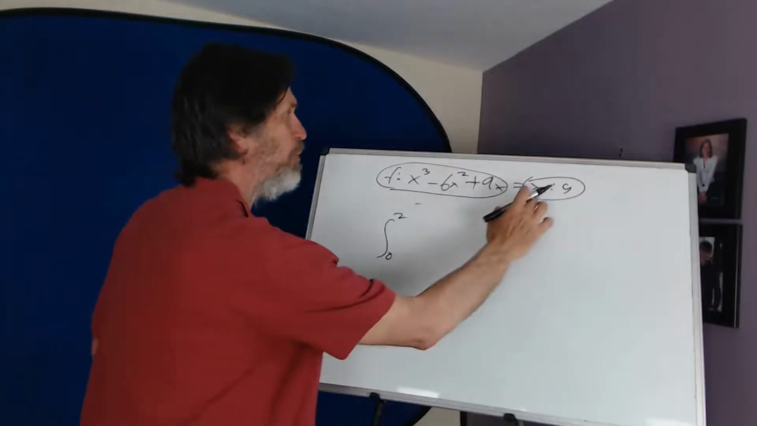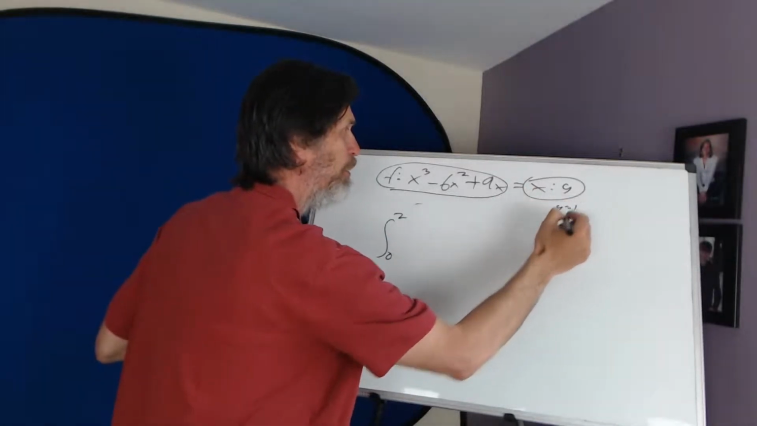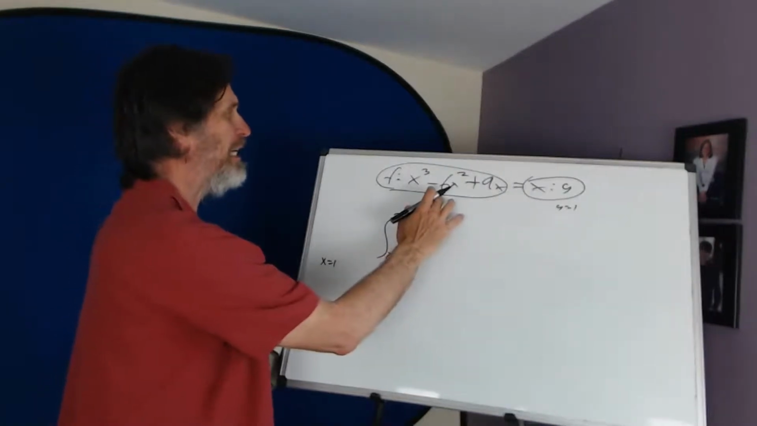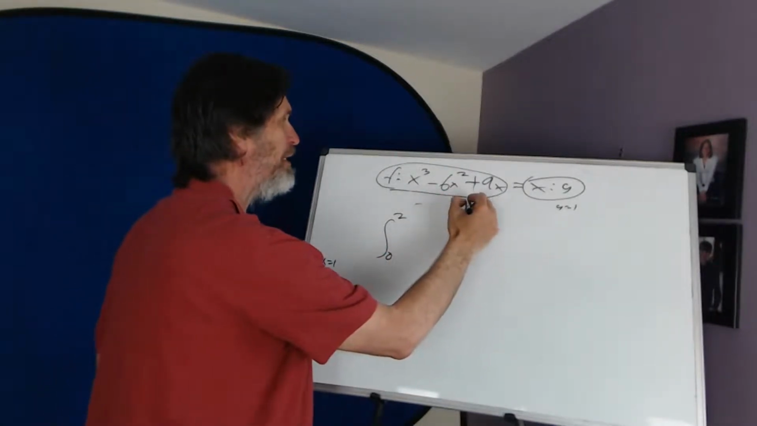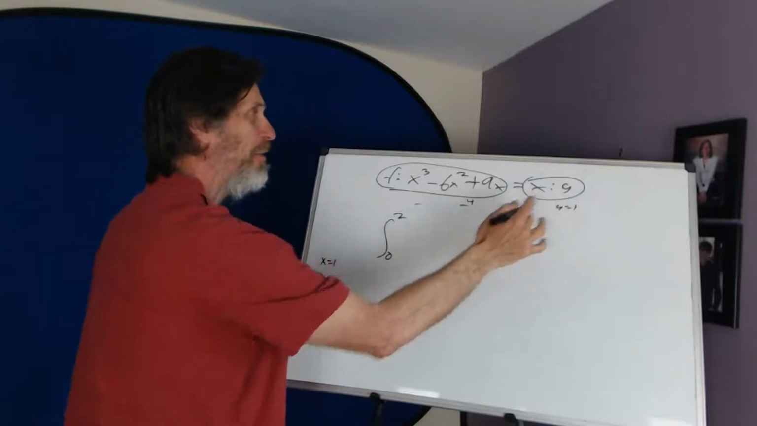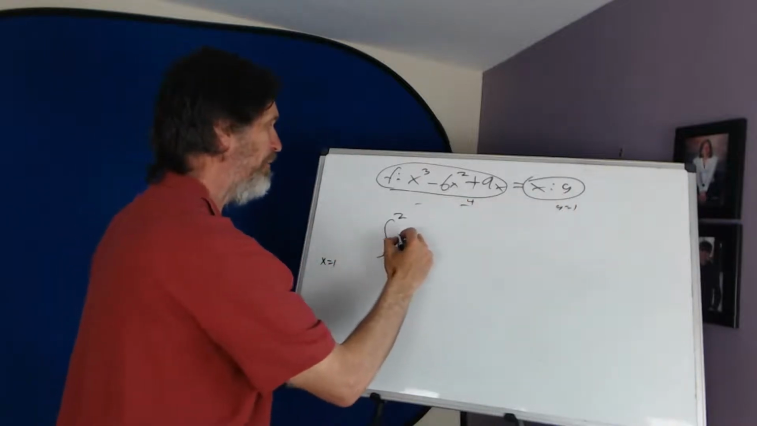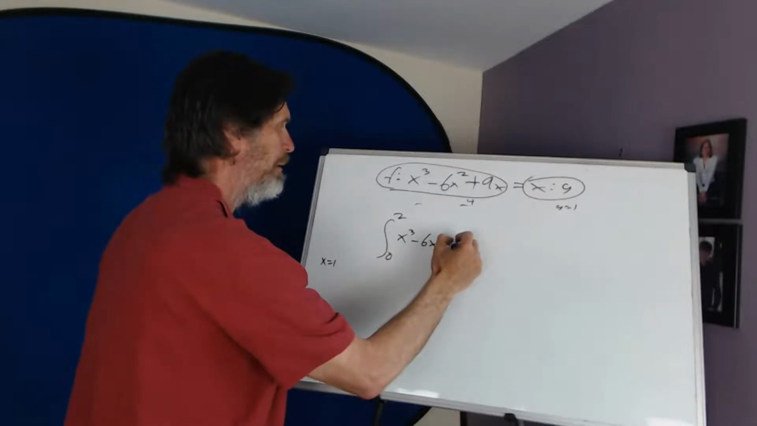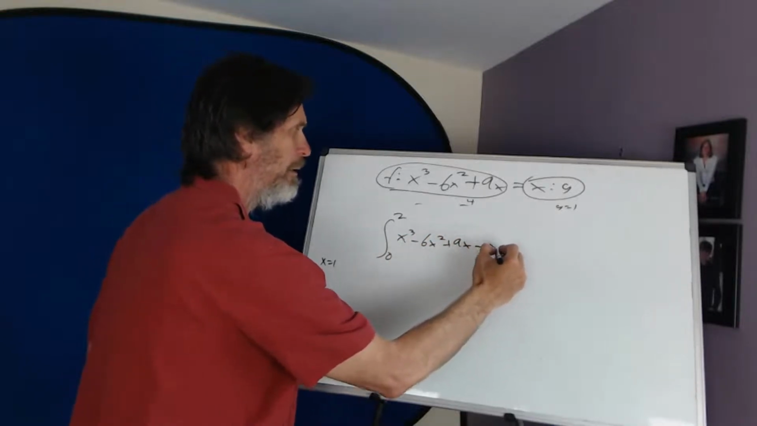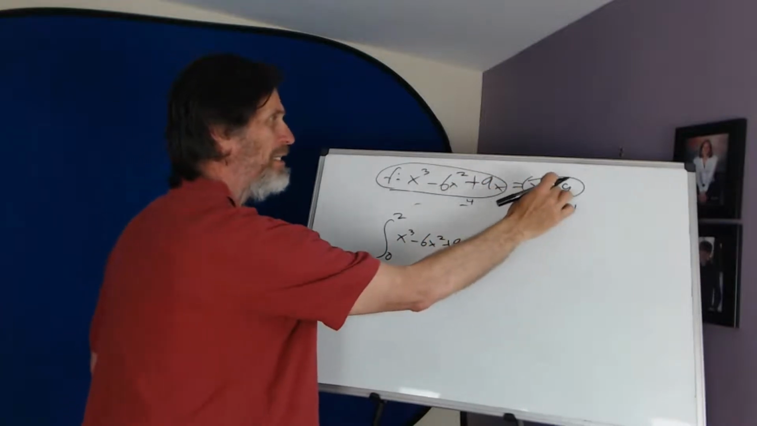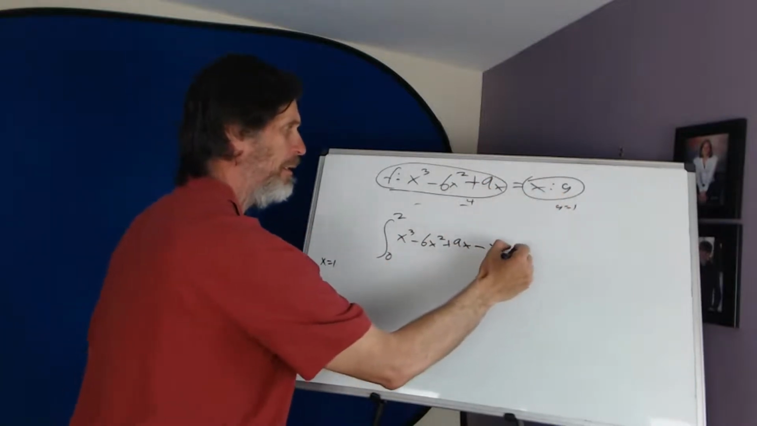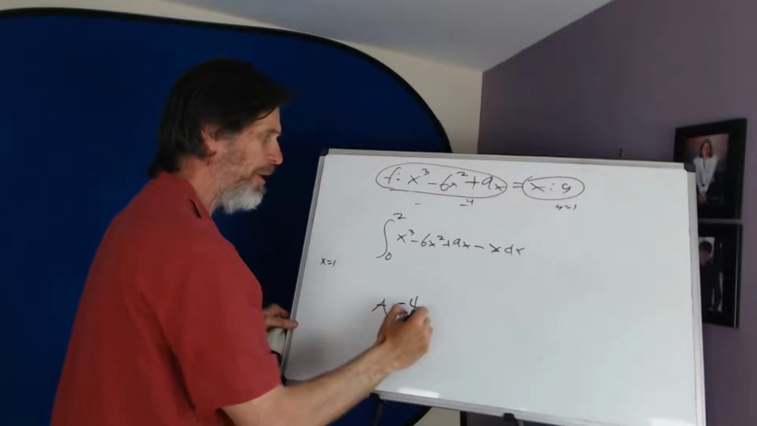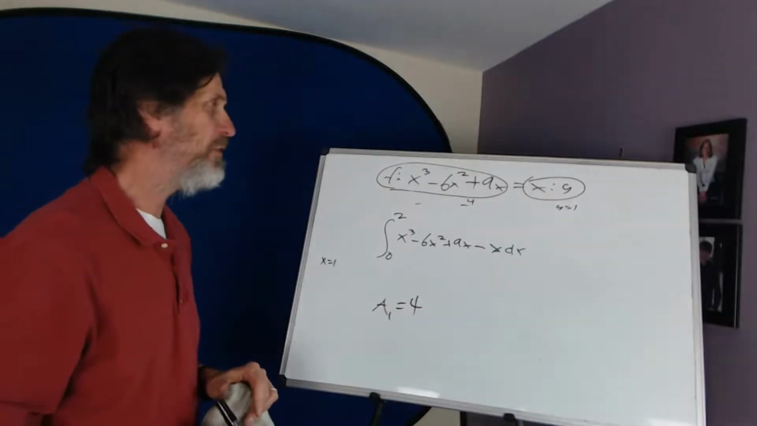If I plug in x equal 1 here, my g value is equal to 1. If I plug a 1 in here, I get 1 minus 6, which is negative 5. Here, my f value is a 4. 4 is bigger than 1. So the first integral is going to go like this: this function minus that function. And when you work that out, you'll find the area of the first part is 4 units.